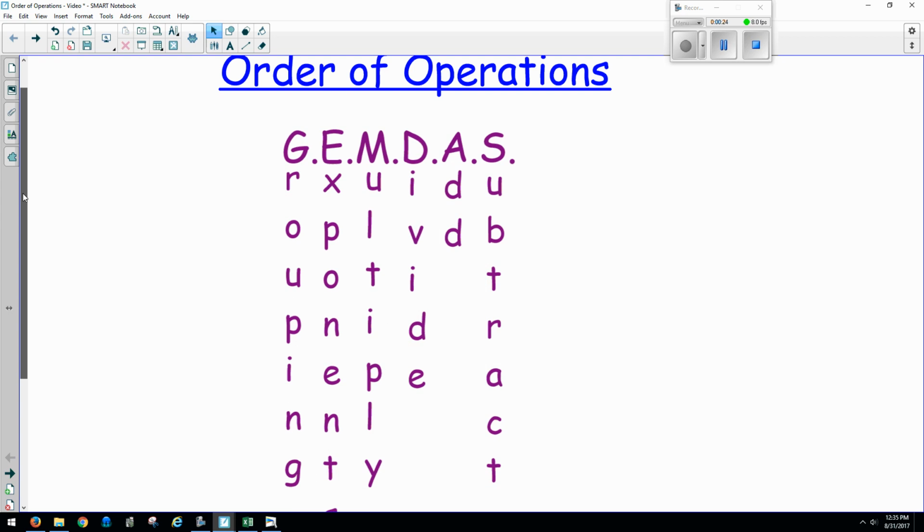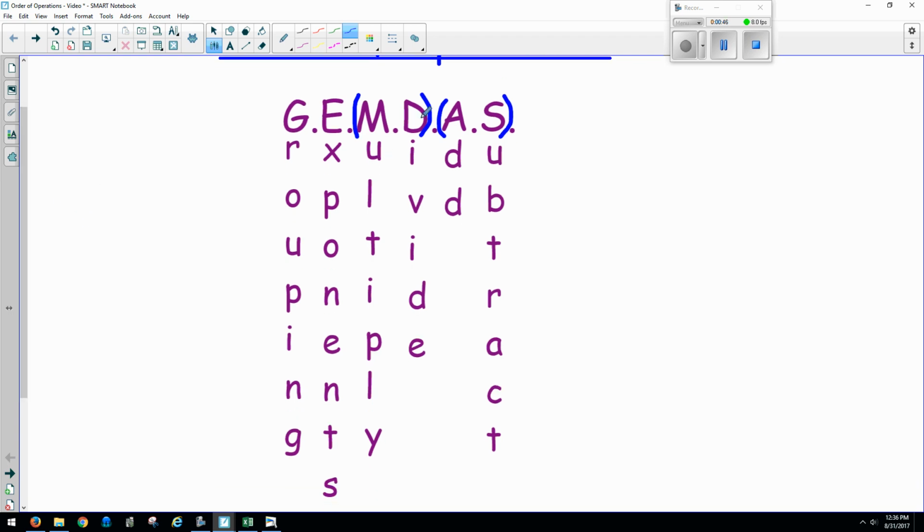The G stands for grouping, E is exponents, multiply, divide, add, subtract. And I'm actually going to put parentheses around the M and D, as well as the A and the S. So this tells us to do whatever's in the grouping first, then do exponents. Then we're going to multiply or divide whatever comes first left to right, and then add or subtract whatever comes first left to right. That's order of operations.